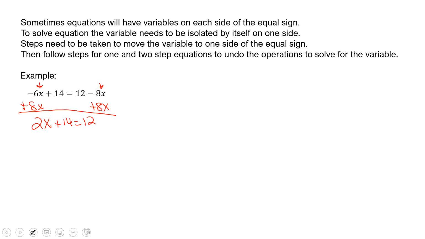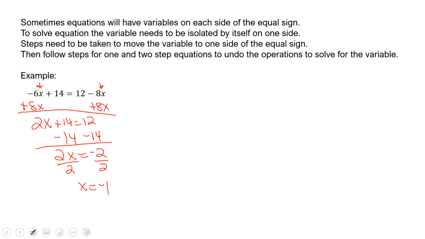Now we just follow the steps we had yesterday. We undo our addition, minus 14 from both sides. Leaves me with 2x equals negative 2. Undo my multiplication, find out x equals -1. Does that make sense to everyone?